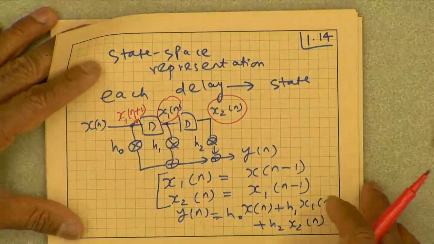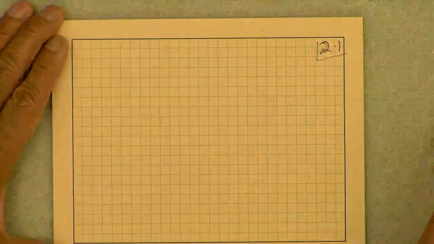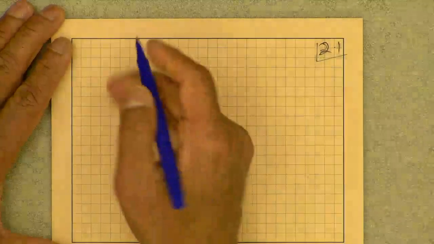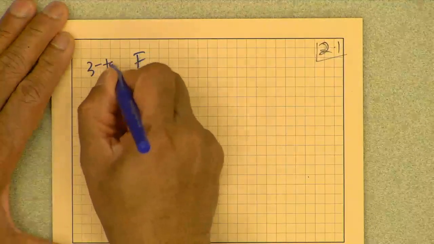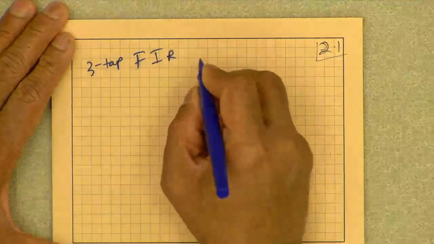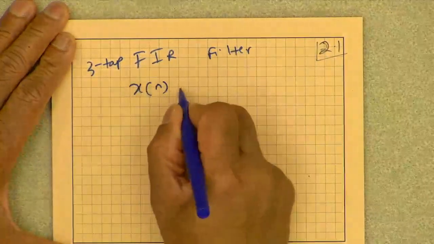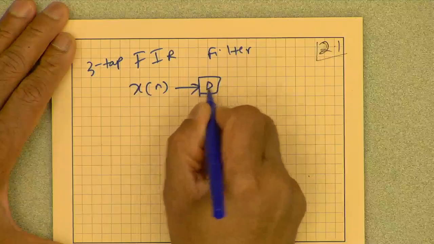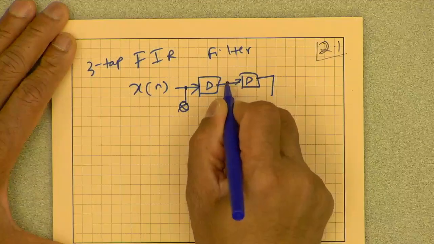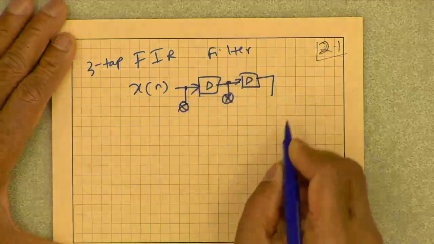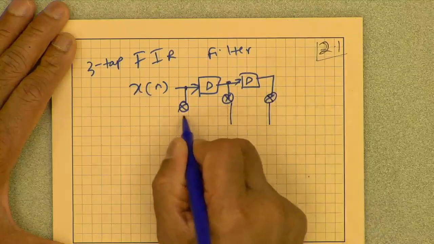So let me start with this example. Let me start with the FIR filter example, a 3-tap FIR filter. When I say 3-tap or second order, they are all the same thing. Two states means order is 2, and 3-tap means 3 coefficients.